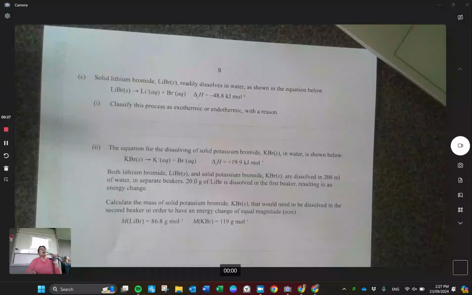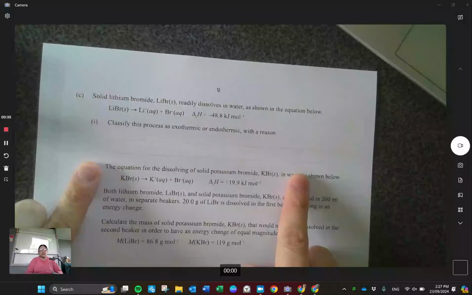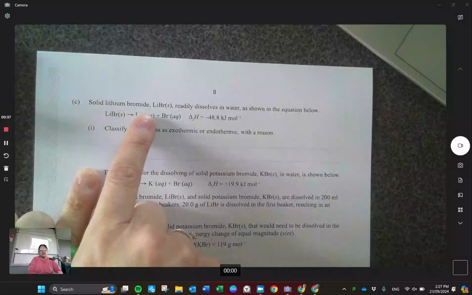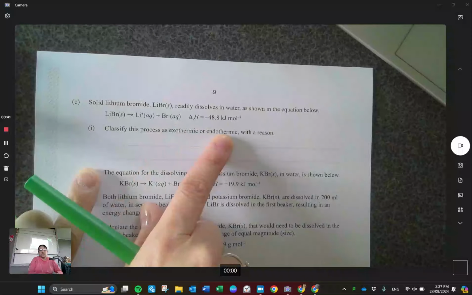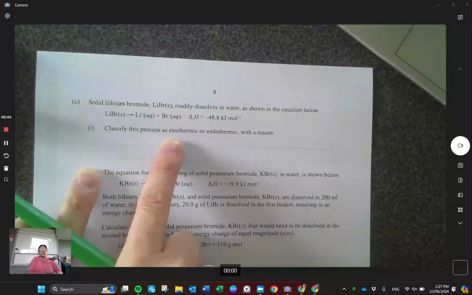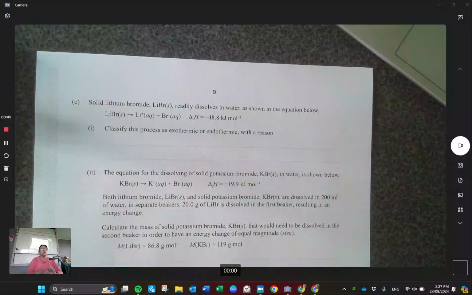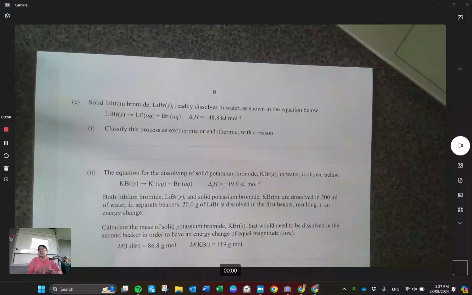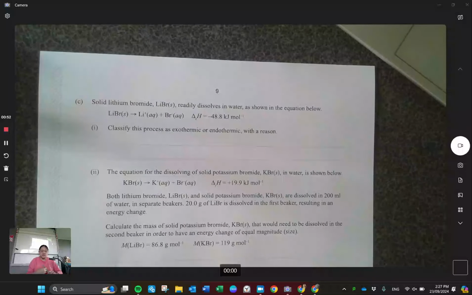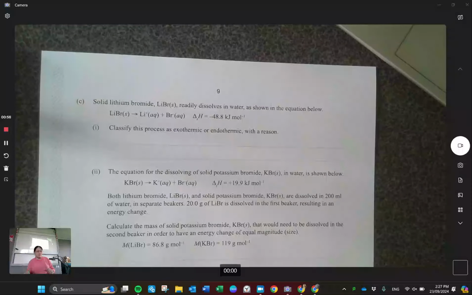The last one we saw as well only went up to the merit level, and this one does go up to the excellence level because there's more steps involved in it. You can see this one here is a very common question that they're asking. So they say solid lithium bromide is readily dissolvable in water. It's giving you the equation, and it's giving you the enthalpy, and they want you to classify this as an exothermic or endothermic reaction with reason. So when I'm looking at that real quickly, I can see that it's a negative number, and so negative tells me exothermic. And that's all you got to write for that one. I think this is usually an achieved or maybe a merit at most.